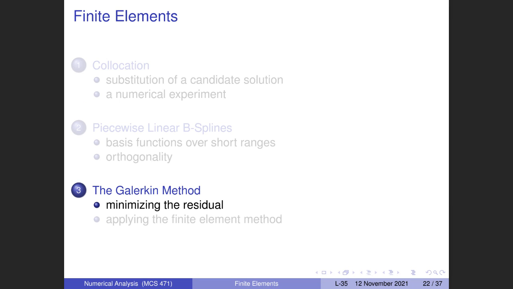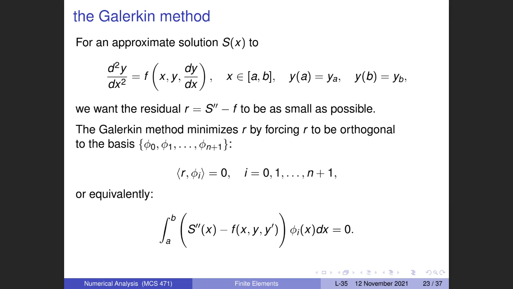There is one more element that we need to make the Galerkin method. We had the finite element method; this happens whenever you use splines as your basis. But Galerkin imposes another condition. We are looking for a function such that when we substitute our candidate solution inside the differential equation, we want the residual to be as small as possible. To be as small as possible is equivalent to requiring that the residual is orthogonal to the basis.